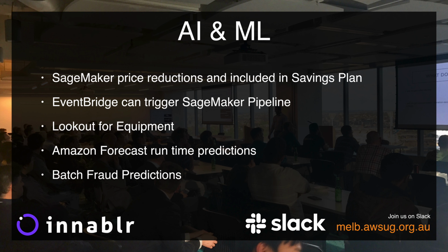On the AI/ML side, SageMaker is in Savings Plans and has some price reductions. Always good. Just keep in mind, Savings Plans assumes that you're running things for 24 hours a day. So if you don't, have a good look at whether or not it is actually cheaper for you to use that. And you can trigger your SageMaker from EventBridge.